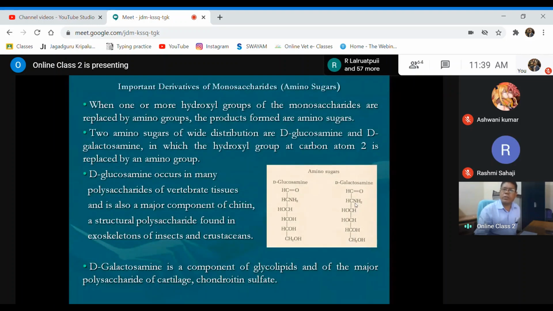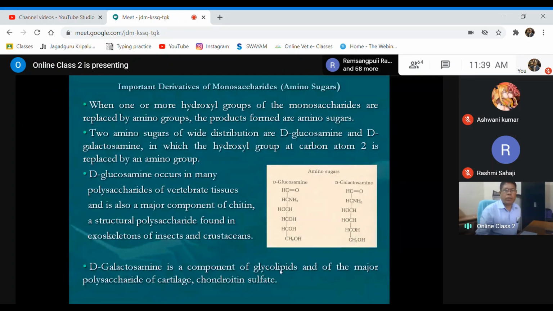Okay, so since it is removed, the OH group at carbon number 2 is replaced by the amine group, and this will be galactosamine. These are the two most abundant amino sugars found in nature.